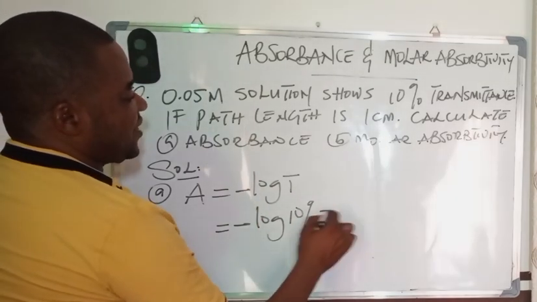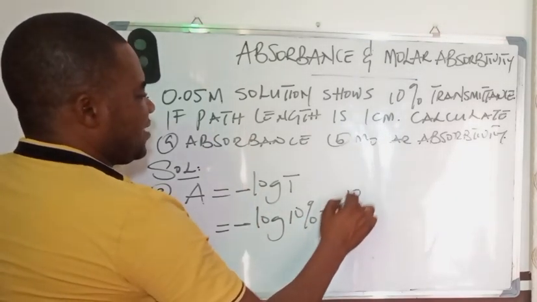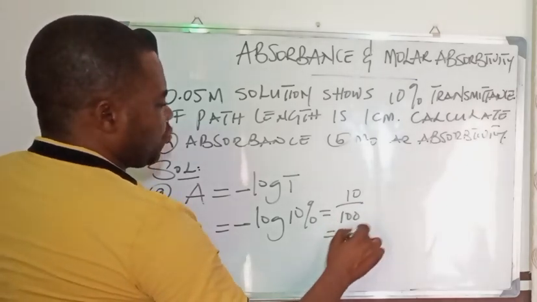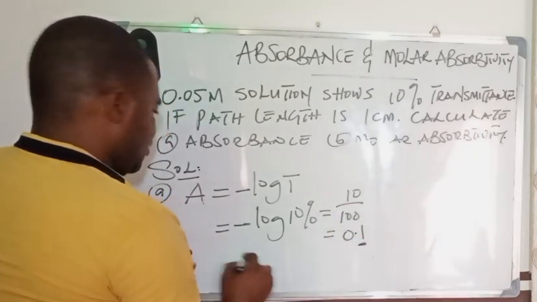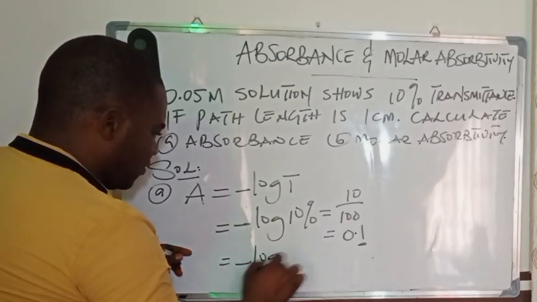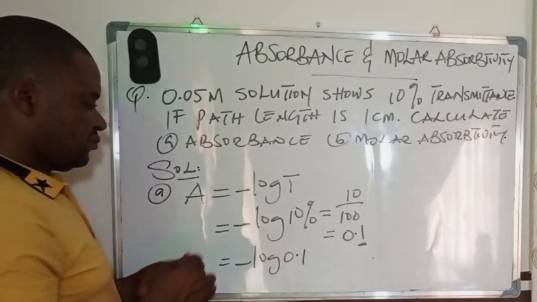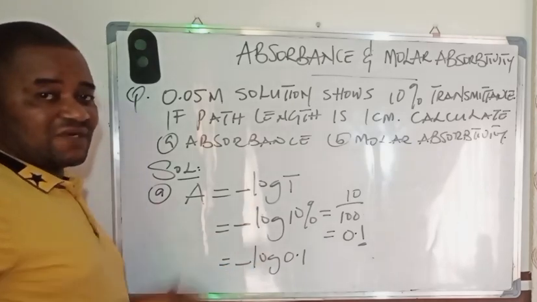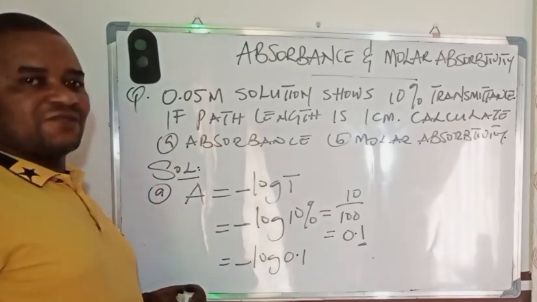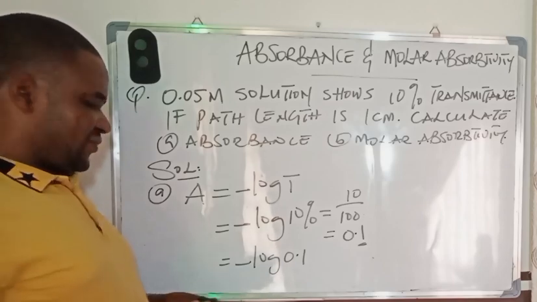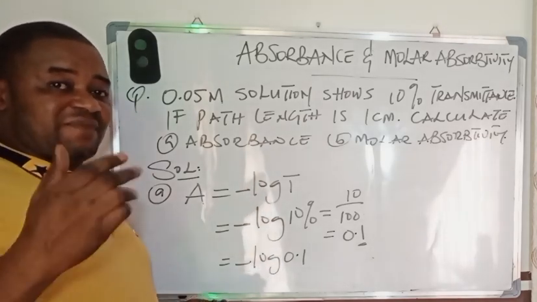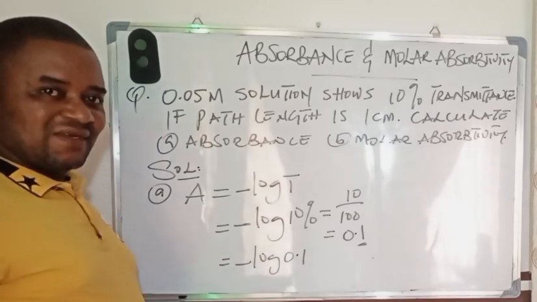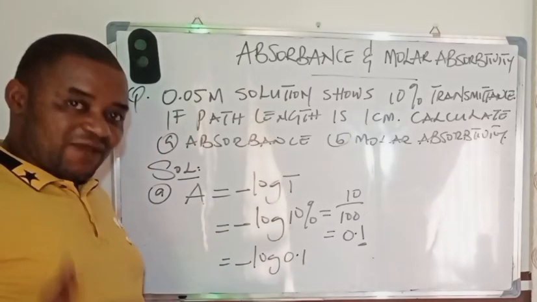10%. Remember that 10% is simply 10 all over 100, and this is the same thing as 0.1. So this is minus the log of 0.1. The log of 0.1 is minus 1. Use your calculator and check. So you have minus, minus 1, and that minus will cancel this minus and give you what? 1. So the log of 0.1 is minus 1.